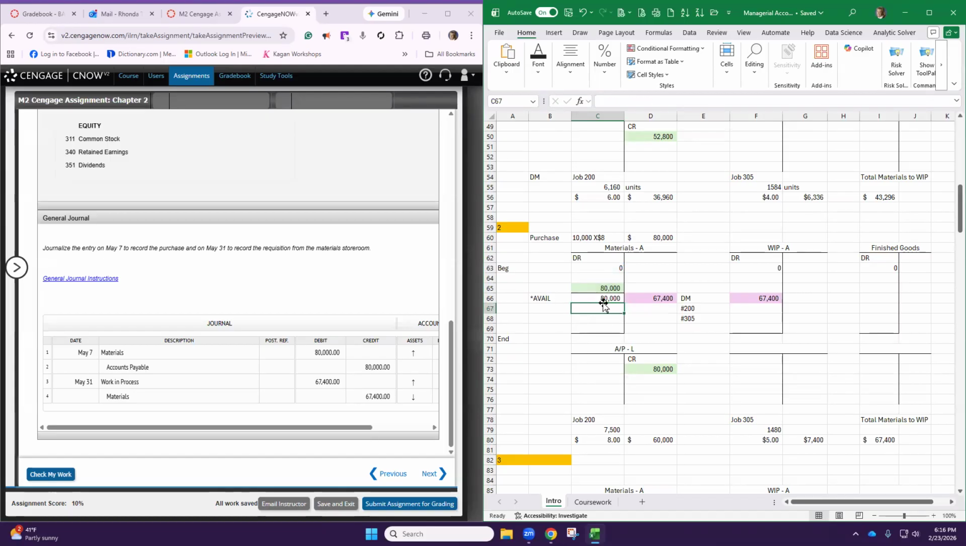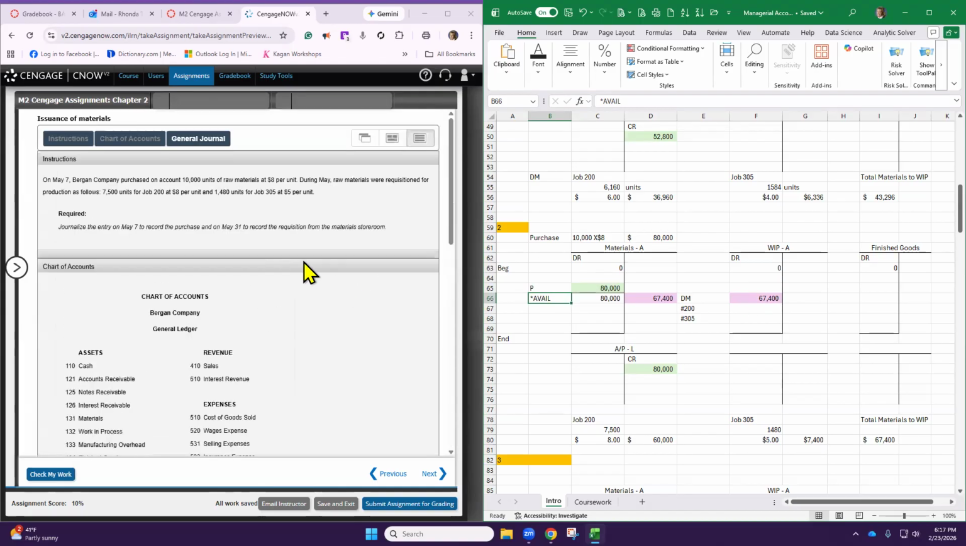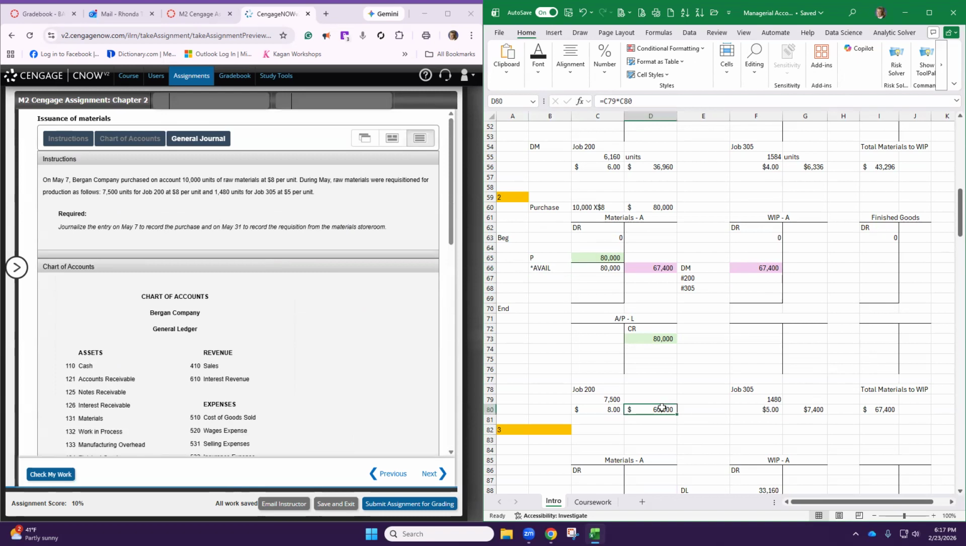And I understand it's 80 and that was easy to see, but okay. And then this is a purchase. So I'll just move this over. P is for purchase. Okay, so we did that and then we moved it out of here and into here. I'm not going to go ahead and put the rest of the WIP because we'll be getting to that, but just know once these materials reach WIP, the amount of 60,000 of materials will go to job 200 and the amount of $7,400 will go to job 305.